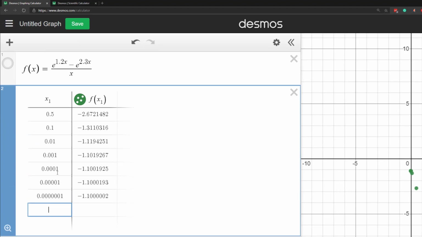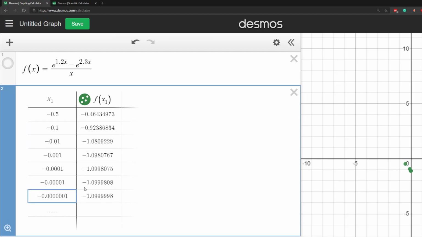I got all the positive values in, and you can see that as x is approaching 0 from the positive or the right side of 0, the values definitely are approaching negative 1.1. Now let's try the left-hand side of 0, and I'll just put minuses in front of these. And you can see that, again, it is going to approach negative 1.1 when rounded. So therefore, if you were asked to round to 3 decimal places, it would just be negative 1.100.